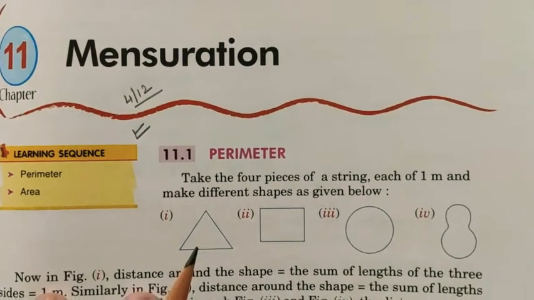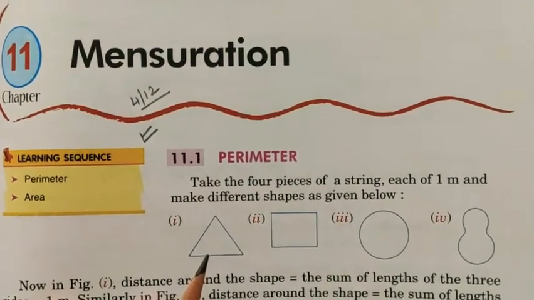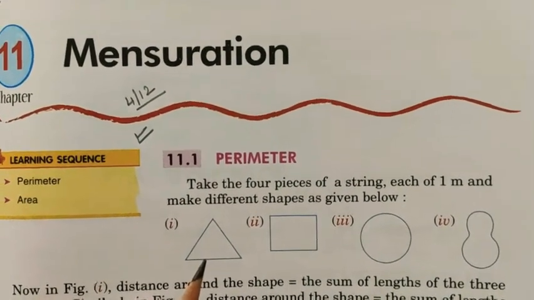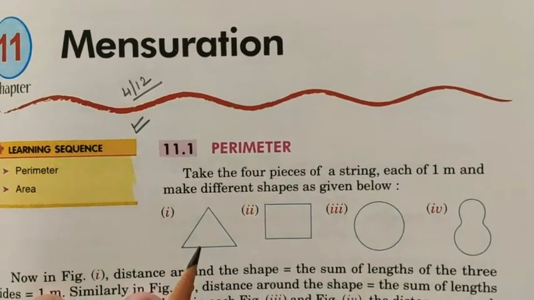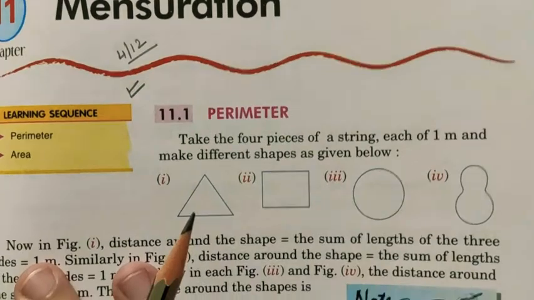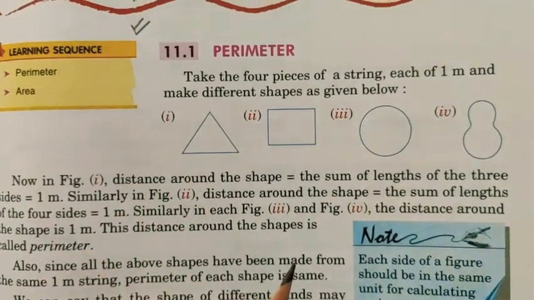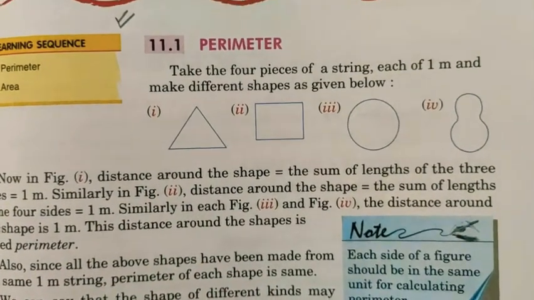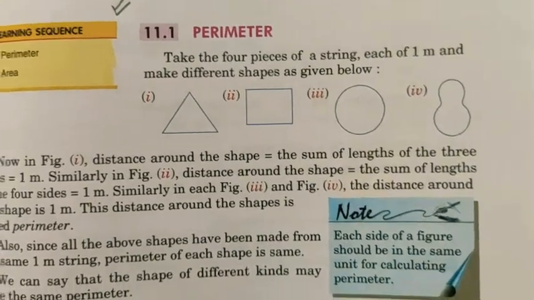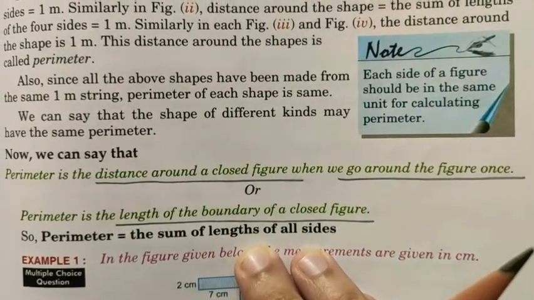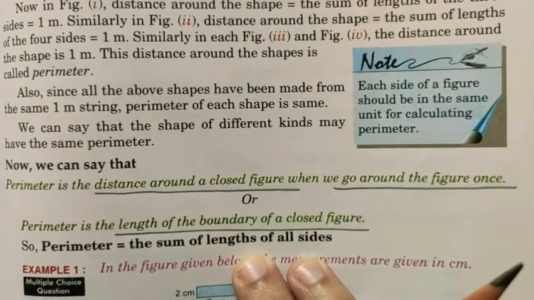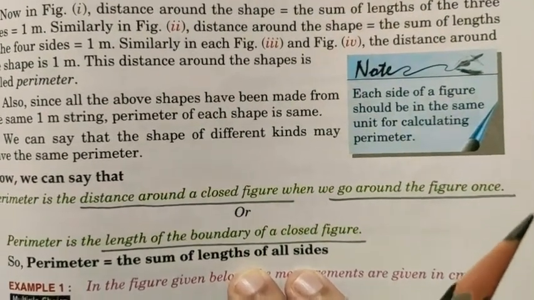In this chapter, we will learn two things. First one is perimeter and the second one is area. So today we will look at perimeter. Now what is perimeter? Perimeter is basically the distance around a closed figure when we go around the figure once.